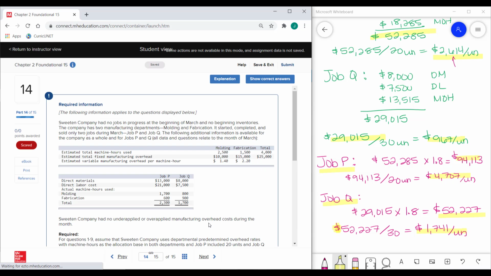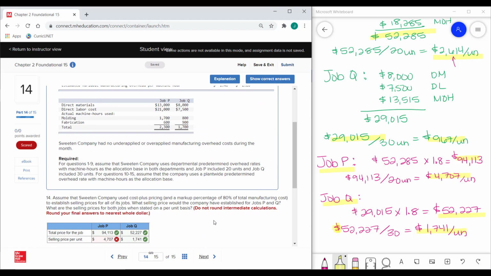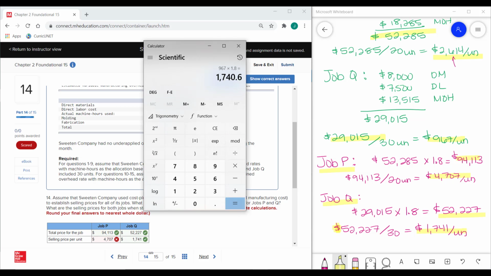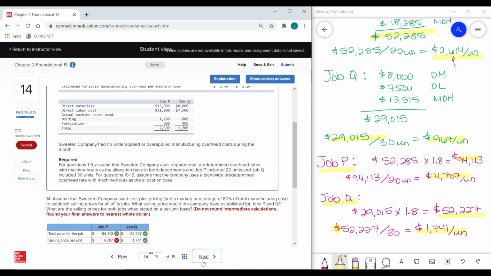Let's score that answer. I must have entered that incorrectly. Let's double check our work. We'll do the 94,113, divide that by 20 units. Oh, that's 4,706. Okay, so that is just a rounding error on my part. So that's 4,706 for the selling price per unit of job P. But since I already scored my answer, I cannot fix that. All right, so we'll go on to the last one.